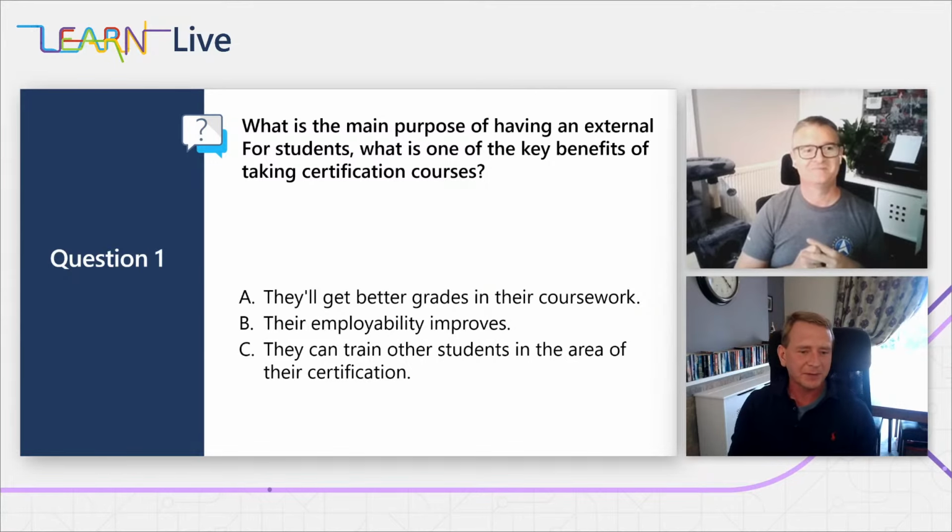Well, first of all, let's go through the incorrect answers first. So answer A, they'll get better grades in their coursework. Well, we would love that to happen, but there isn't any evidence to correlate that suggests that is the case, so that is incorrect. And then answer C, they can train other students in the area of their certification. So that would be great to happen, but that's not going to happen in an educator space. That could potentially happen when the student graduates and moves into employment, where they may train their colleagues, but inside an educational environment, that's not going to be happening.